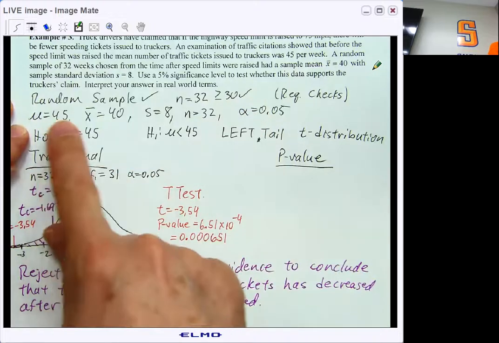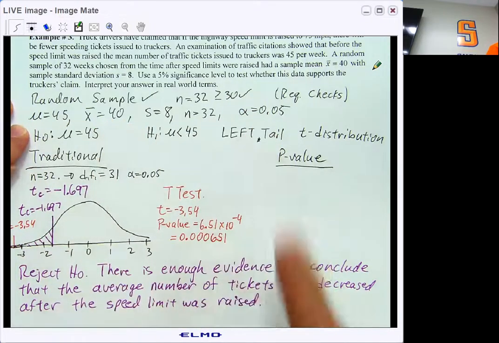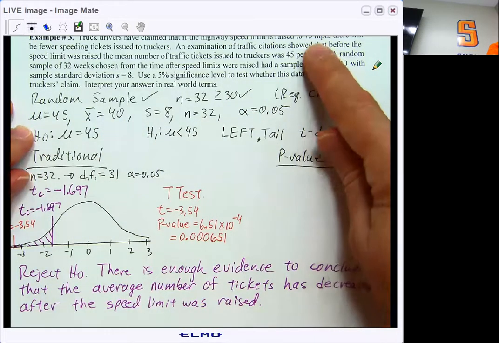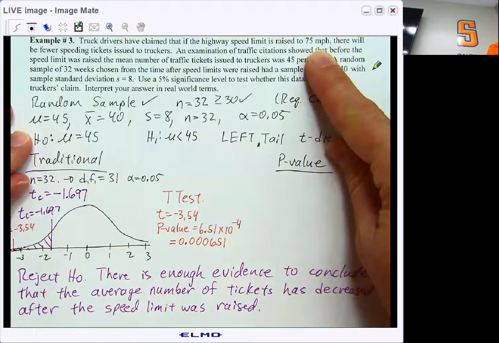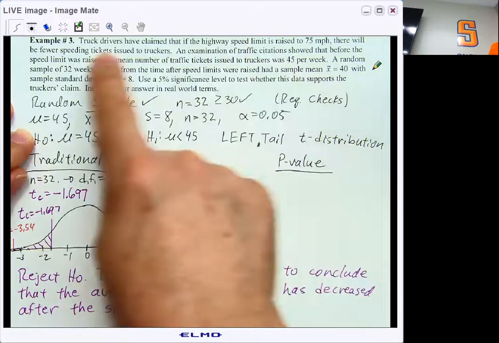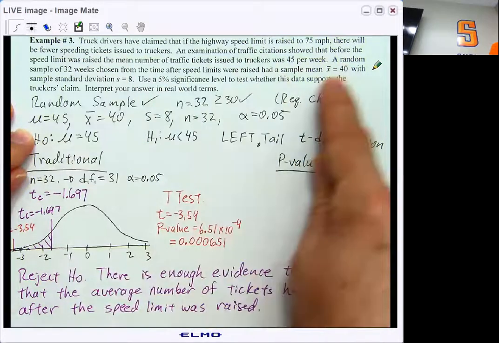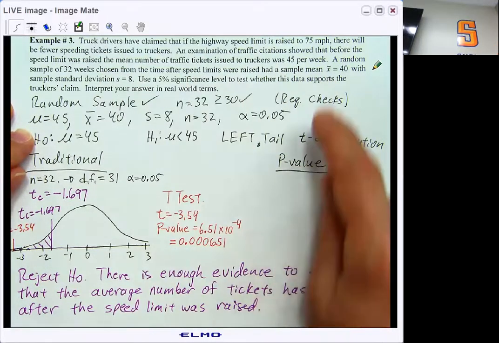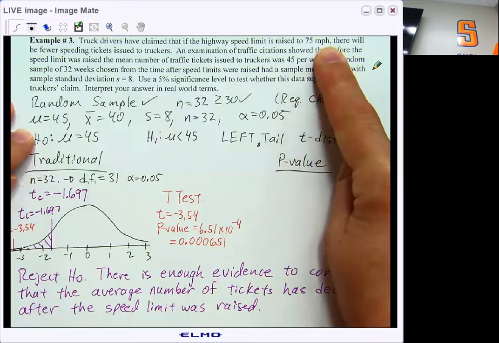I wrote down all of my known information and notice that 75 was a number in the problem, but I didn't actually use it, because it's only 75 miles per hour, where what I'm really talking about is the number of tickets issued. So even though 75 was a number in the problem, it was not an important number.